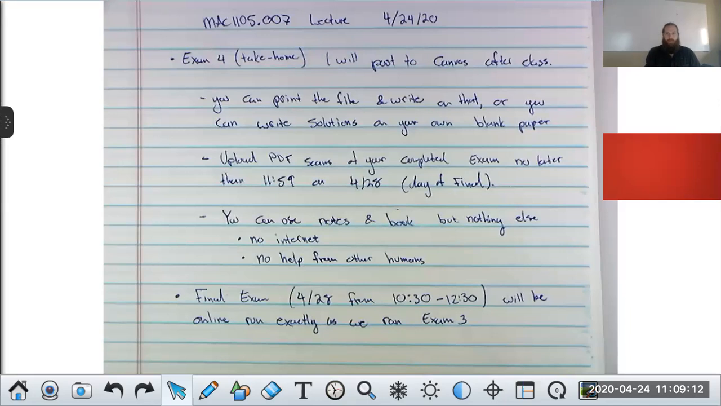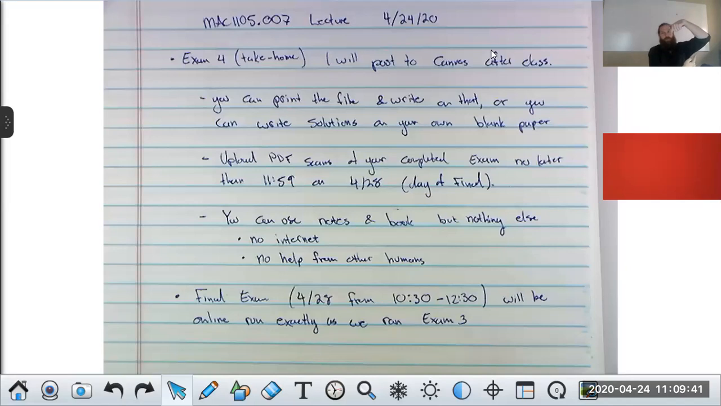So it's 10:30 to 12:30 on the 28th. It will replace your lowest exam score. So if you had a midterm exam on which you did not have a stellar score, like maybe exam 2 was just a total bomb for you, like that polynomial or power function stuff just didn't click back then, and you got a bad score on exam 2, if you do better on the final, then the final will replace that score. So if you got like a 40 on exam 2 and you get a 75 on the final, then that 75 is going to go back and replace your exam 2 score.